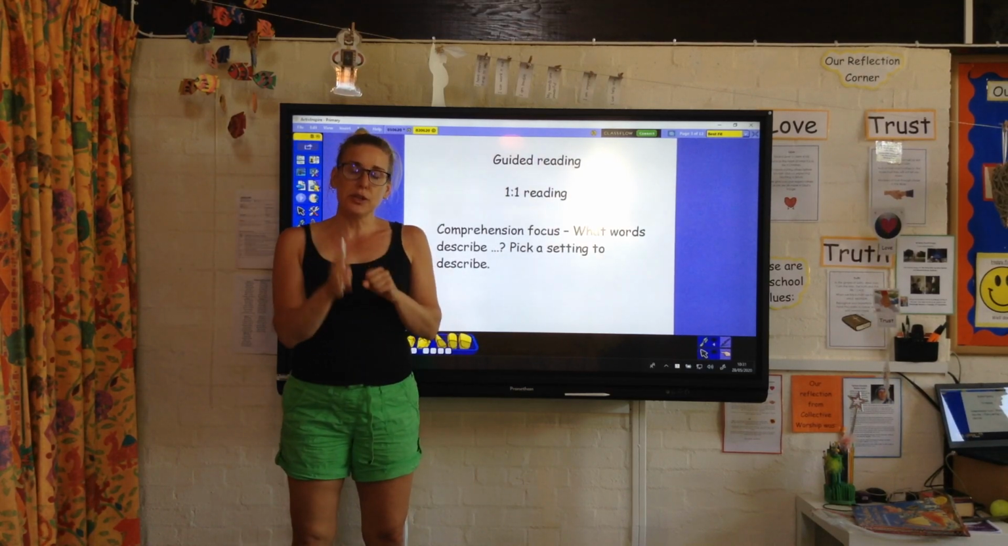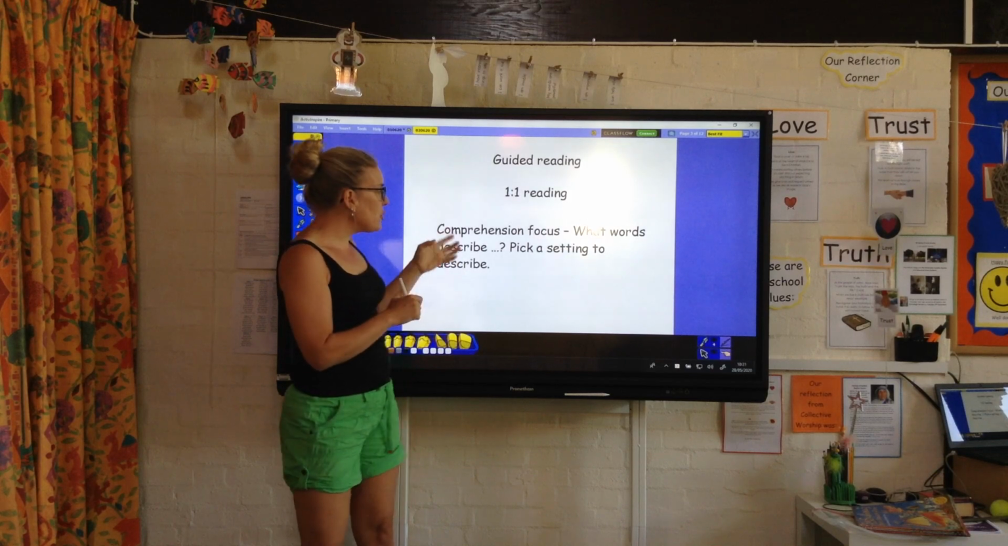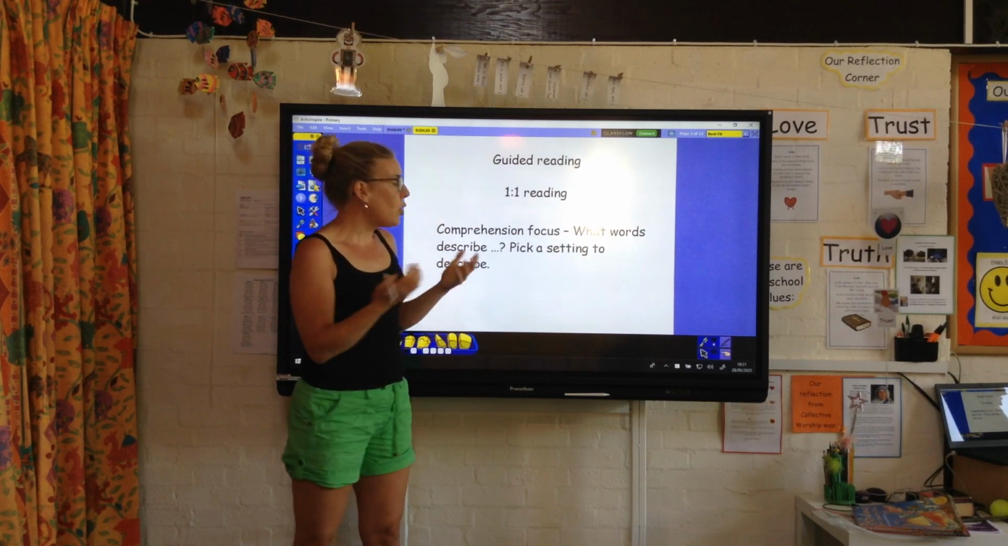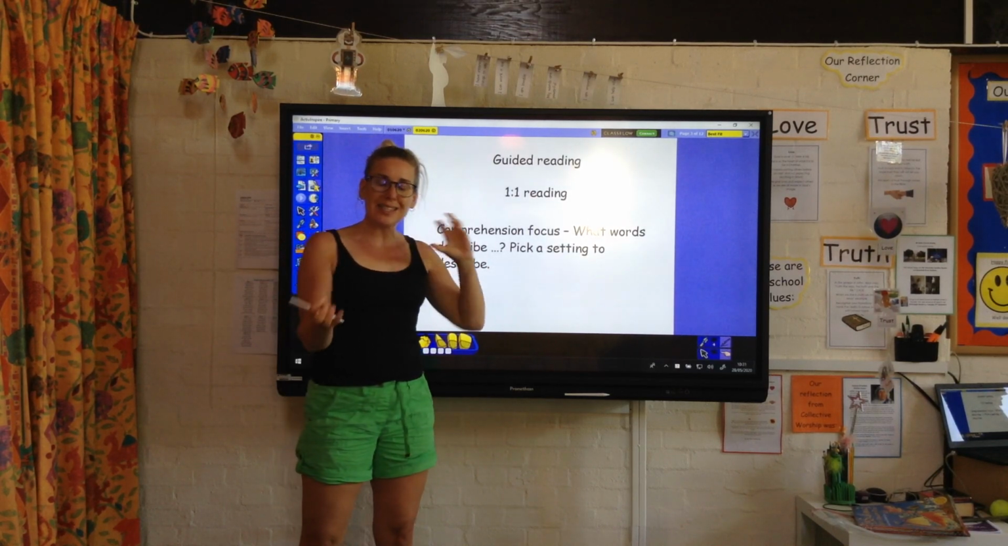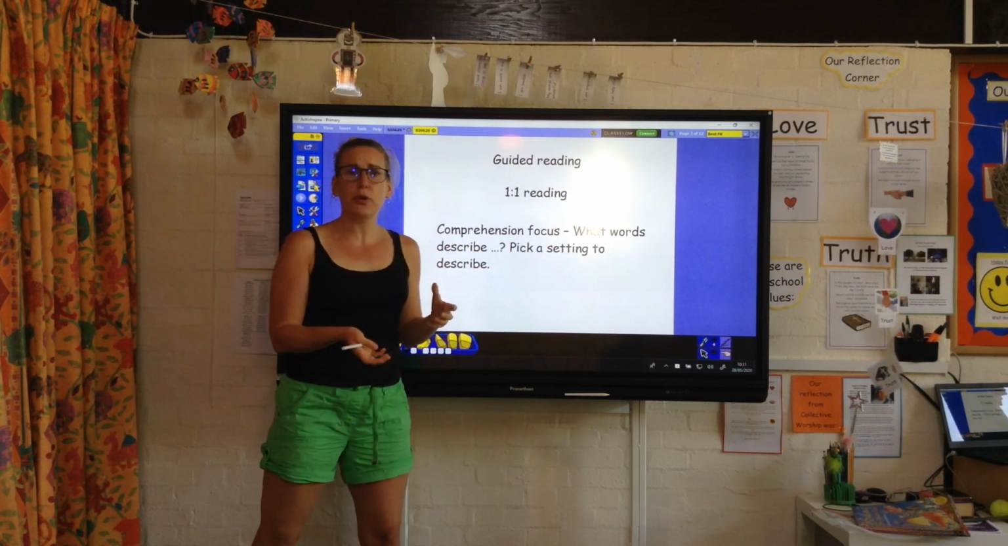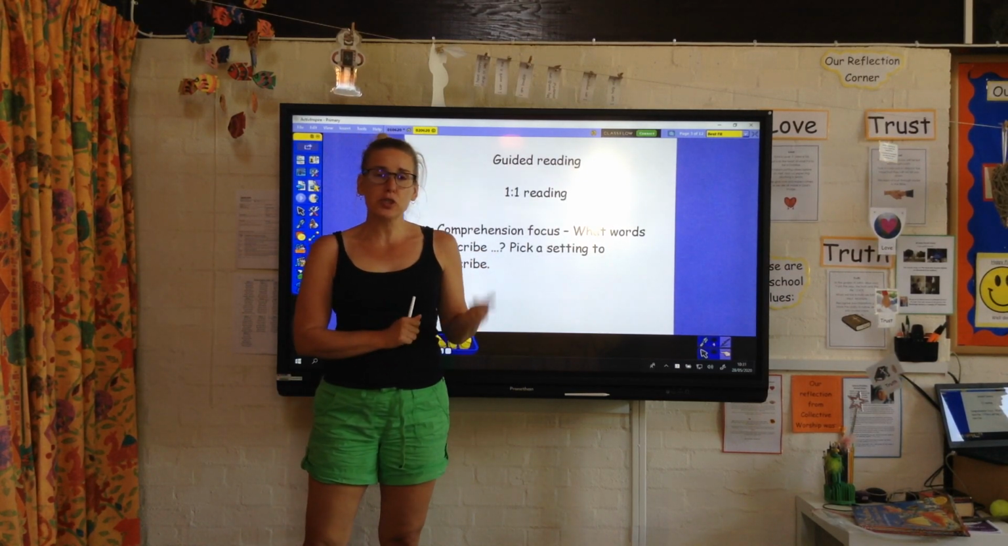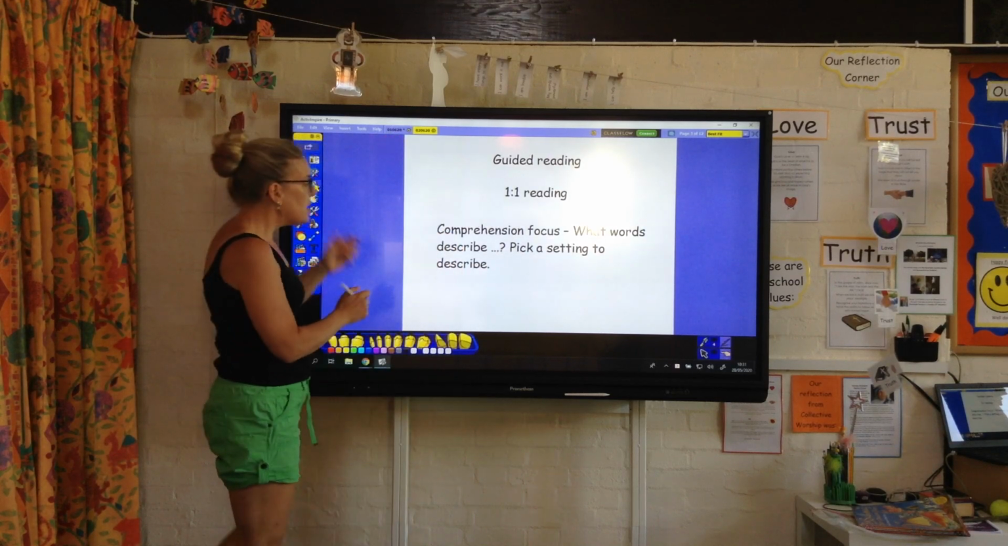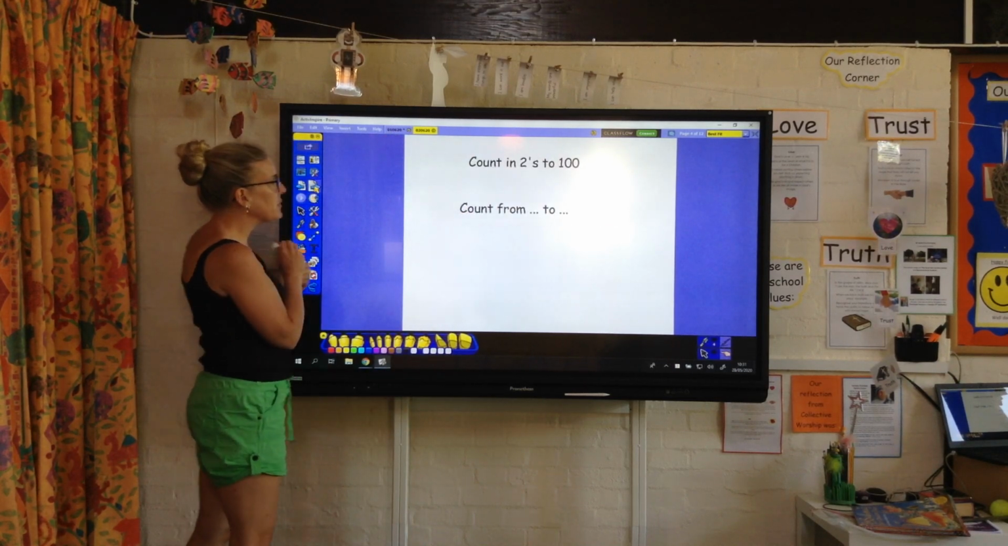Guide your reading today. Again, I want you to do 15 minutes reading, and then your comprehension question is: what words describe? So try to pick a setting that you can describe from one of the books you've read. If it's not a book you've read, maybe pick your favourite story that mum or dad reads to you. So describe the setting and think of some words.